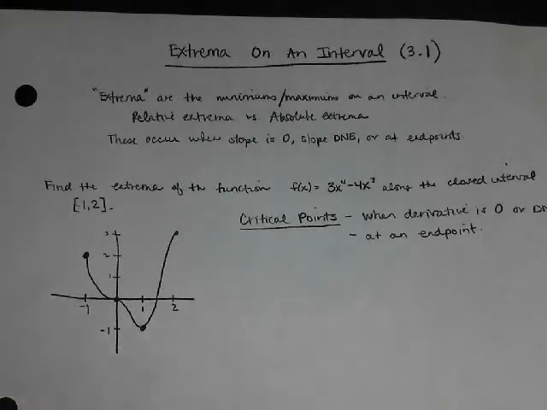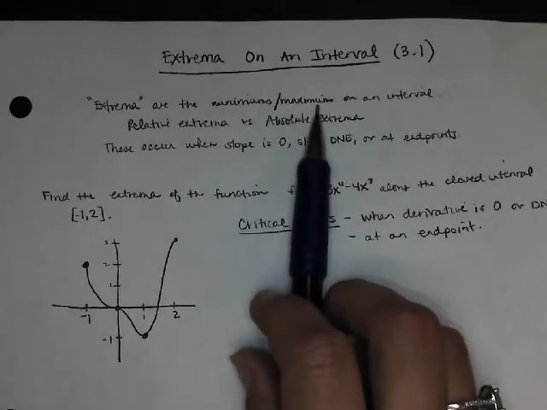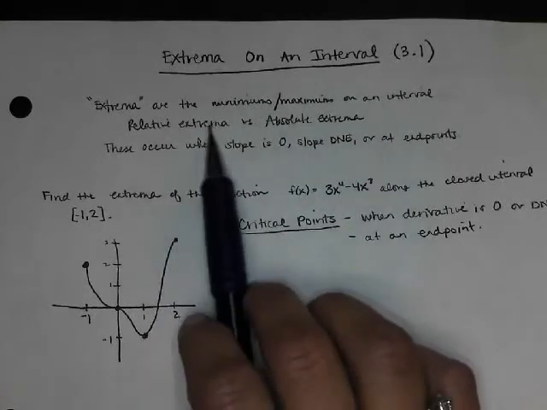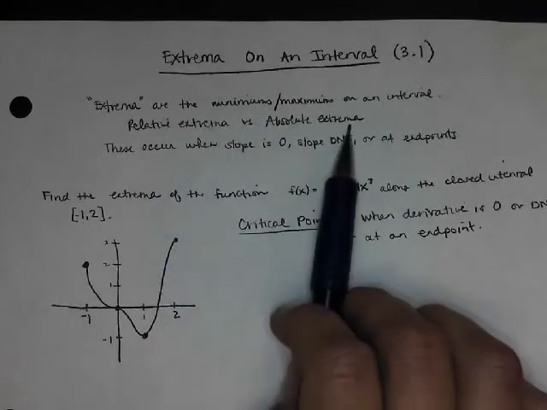Okay, so as we move forward, we're going to use extrema on an interval and derivative tests of sorts to figure out where the maximums and minimums are happening. As a quick review, extrema are minimums or maximums on an interval. They can be relative extrema or absolute extrema.